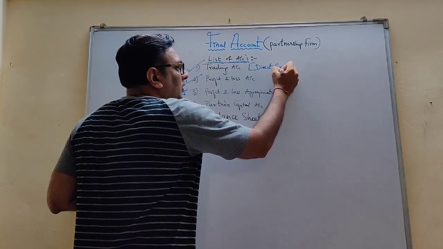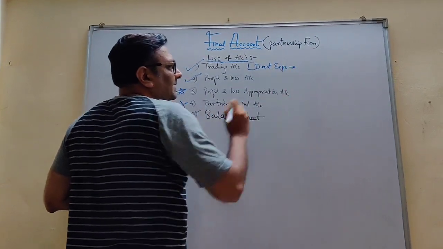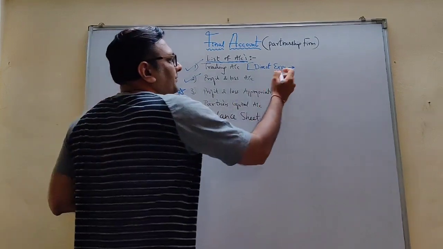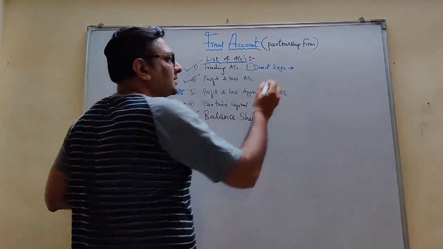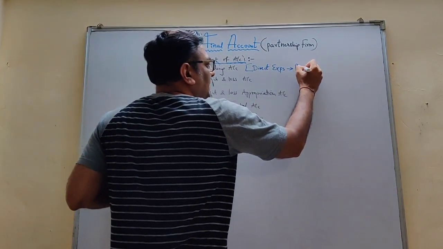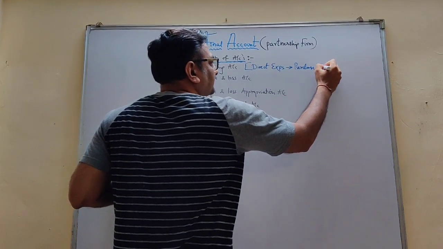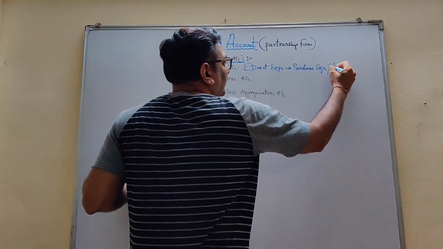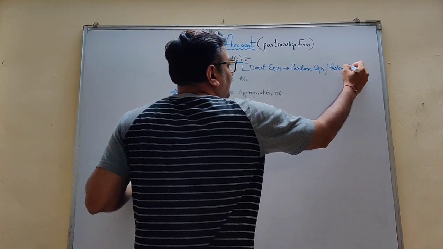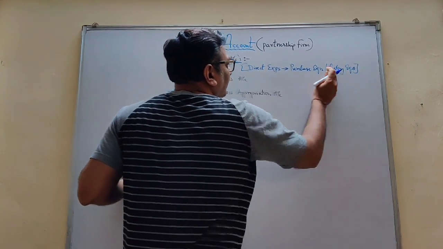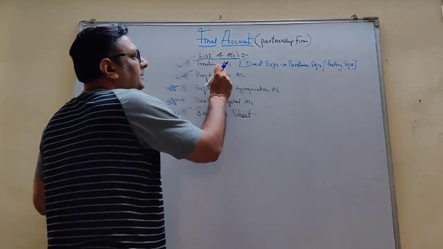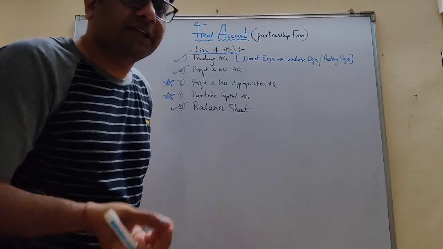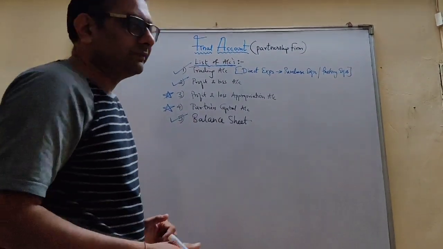We always record direct expenses in trading account. What are your direct expenses? Purchase expenses and factory expenses. So these are your expenses which are direct in nature and will be recorded in trading account. This we did in the previous video in detail.